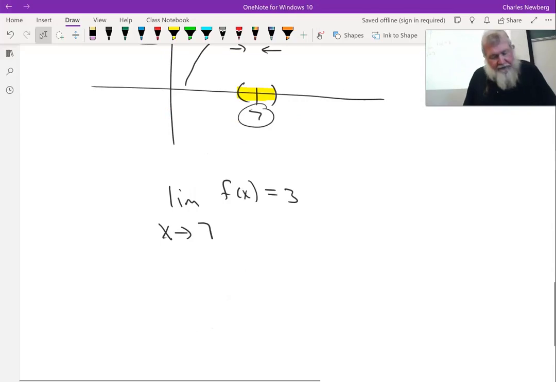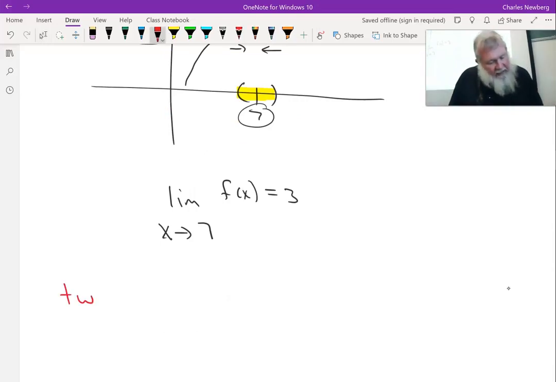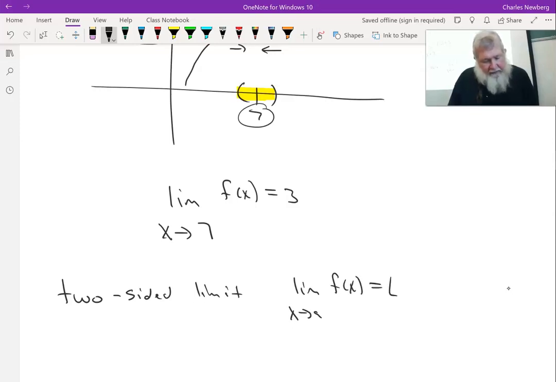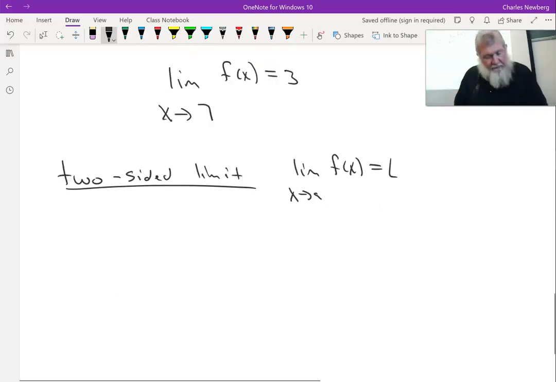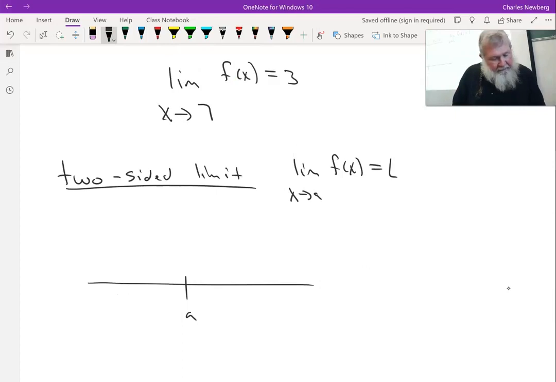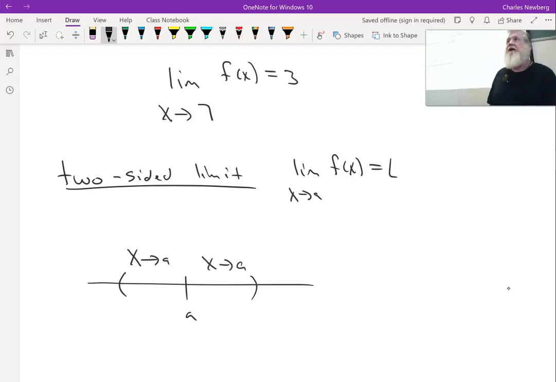We often refer to this limit as a two-sided limit. The limit as x approaches a of f of x equals L. That's called a two-sided limit. And why is it called a two-sided limit? Because we come in from the left and we also come in from the right. So if we think about this, here's our A. We have some interval there. This side we're coming into A from the left, and this side we're coming into A from the right.